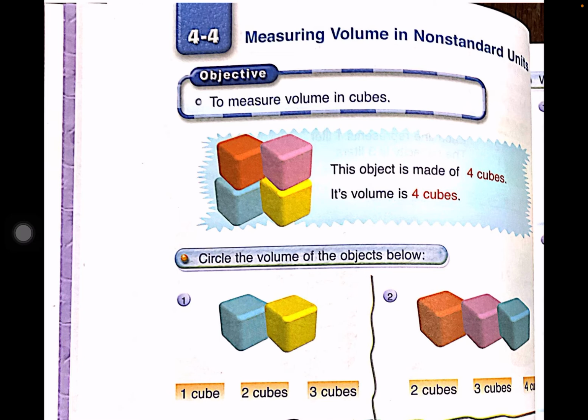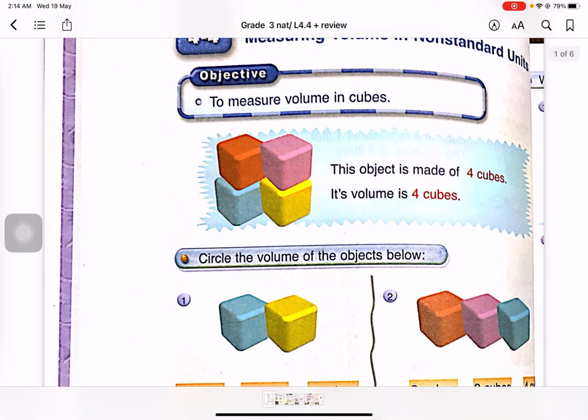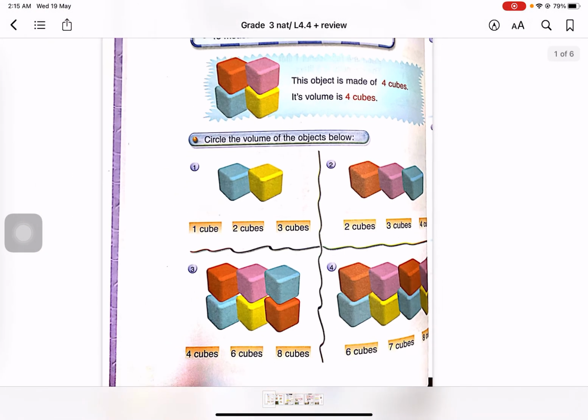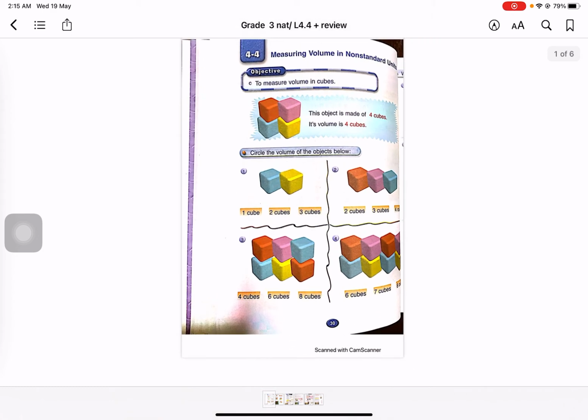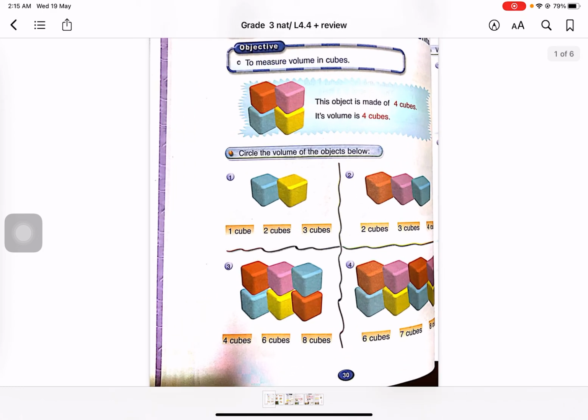يعني ما بنقدر نملي البوكس milk or water and say how many liters inside. No, you have a box and you are going to measure the volume of this box by putting cubes inside this box. Then you are going to count. This object is made of 4 cubes. Its volume is 4 cubes. So because it contains inside it 4 cubes, the volume of this one is 4 cubes. Okay? Circle the volume of the objects below. Look.